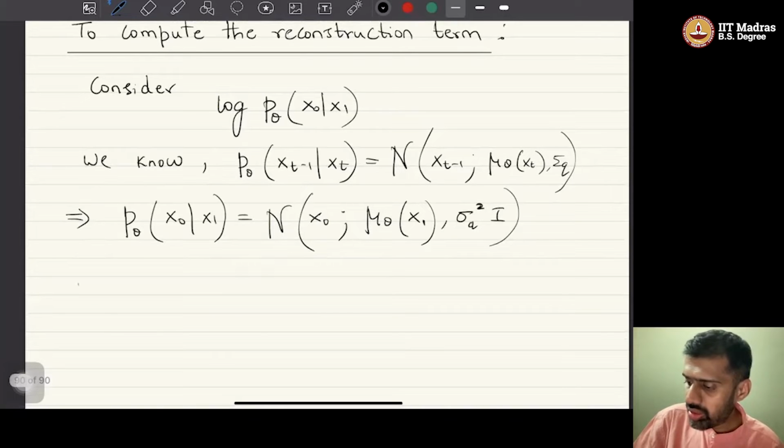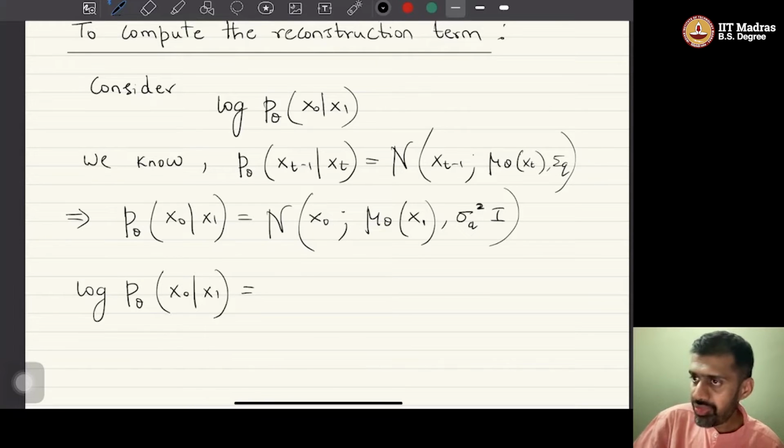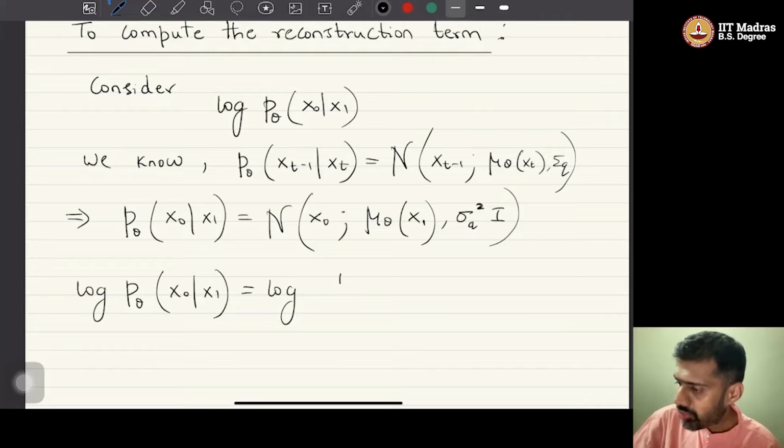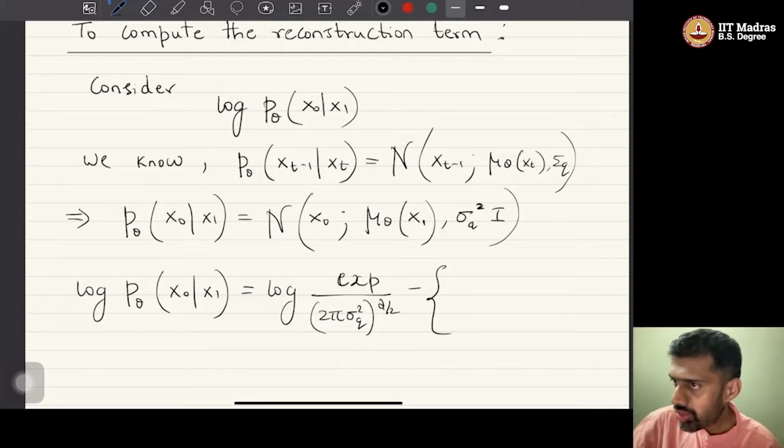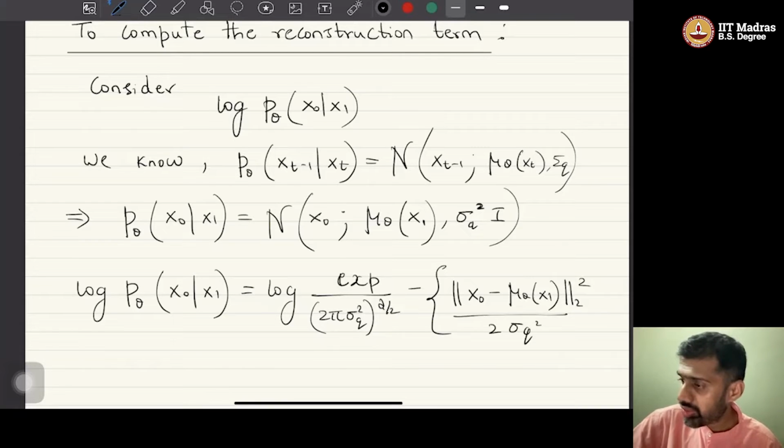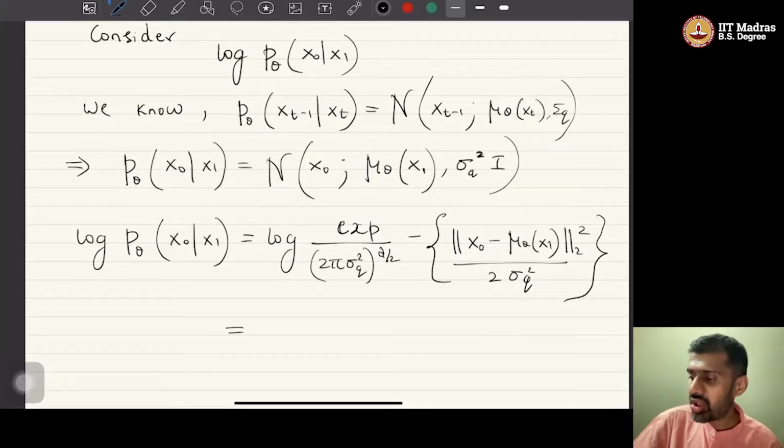So this implies that log of p theta of x naught given x1, which is the term that comes up in the reconstruction term, is equal to log of 1 by 2 pi sigma q squared to the power of d over 2. So this is the expression for a d-dimensional Gaussian. So we have e power minus x naught minus mu theta of x1 squared divided by 2 sigma q squared. This is the usual definition of a d-dimensional Gaussian distribution. You can just take this and simplify, take the log and the exponentiation out.